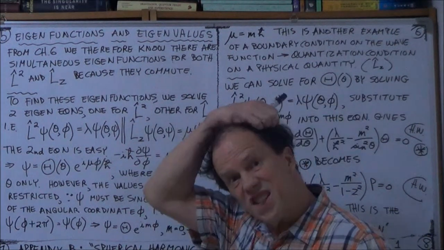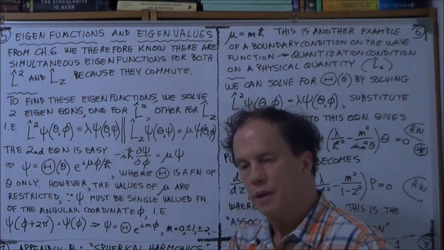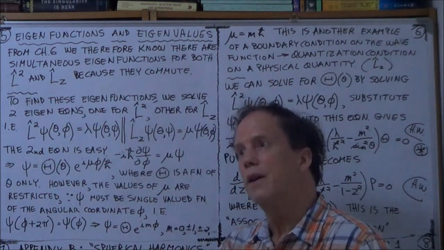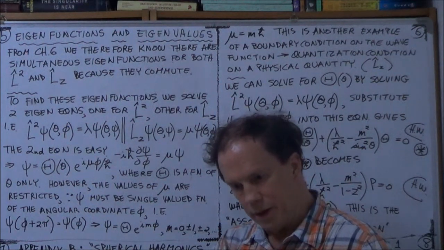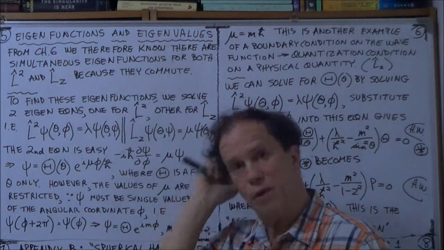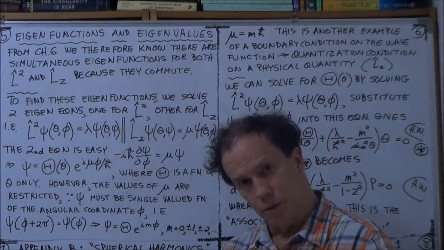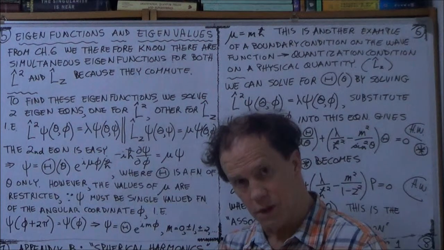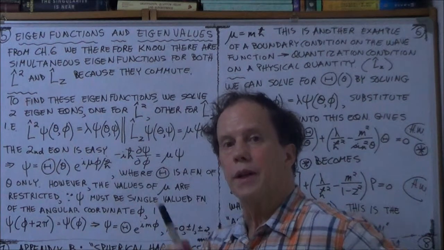So from the previous session, the total angular momentum operator squared, L hat squared, and the z component of the angular momentum operator, L hat z, those two operators commute. The commutator is 0, and therefore those two operators have the same set of orthonormal eigenfunctions. So we'll use that property now.